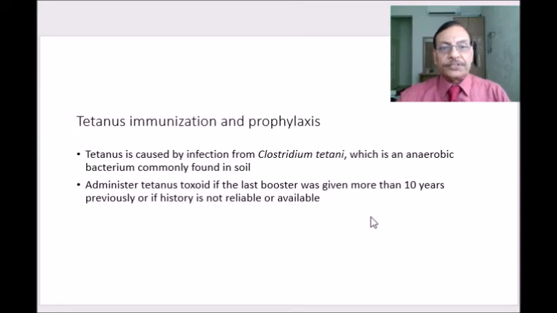Tetanus immunization and prophylaxis. Tetanus is caused by infection from Clostridium tetani, which is an anaerobic bacterium commonly found in soil, and you have to administer tetanus toxoid if the last booster was given more than 10 years ago, or the history the patient is giving is not reliable.